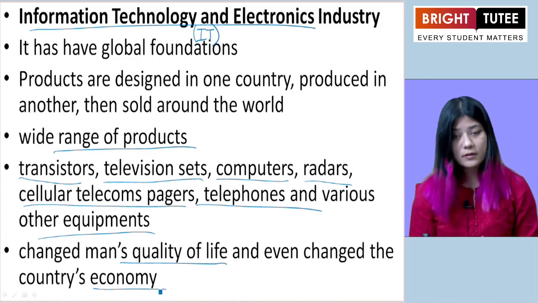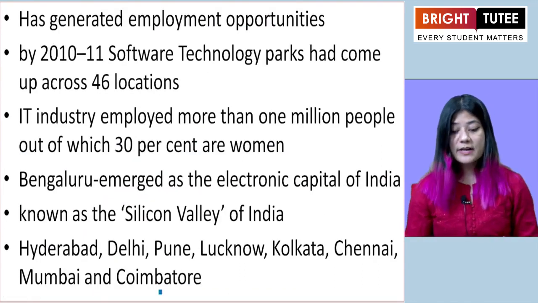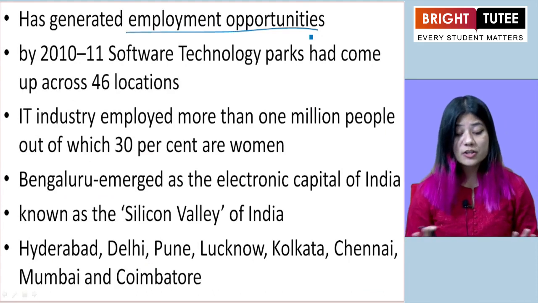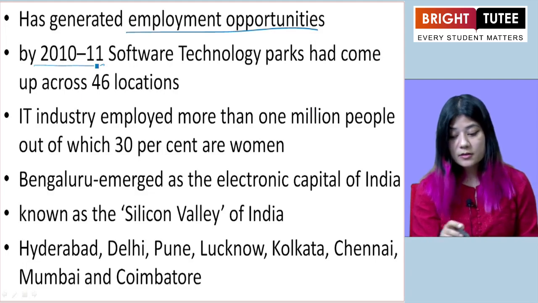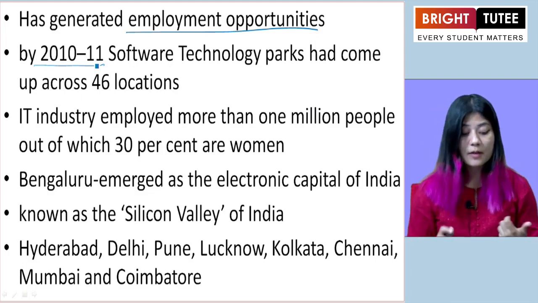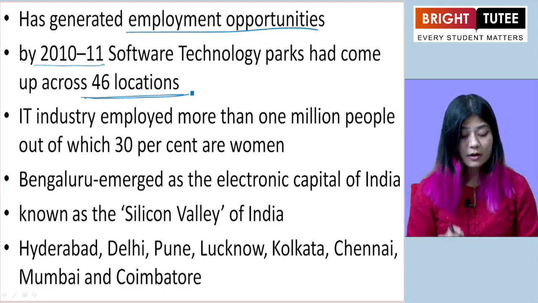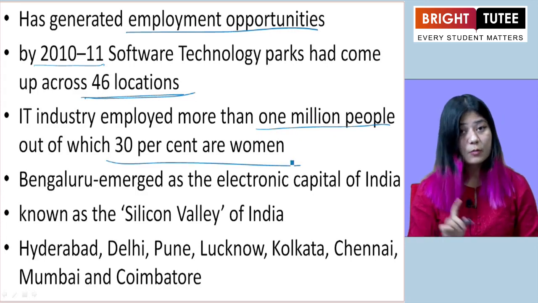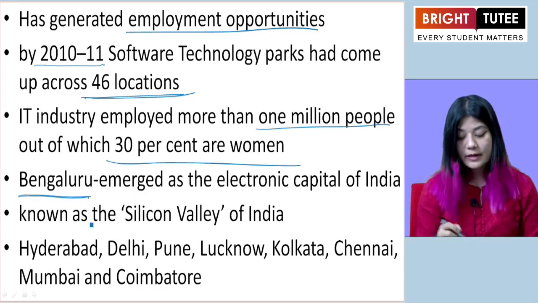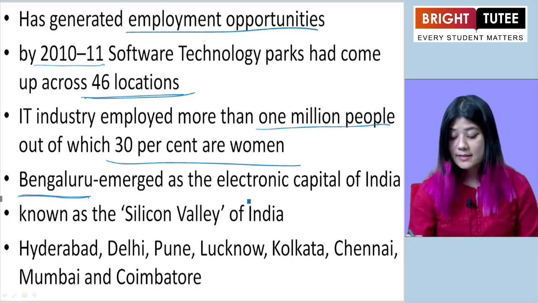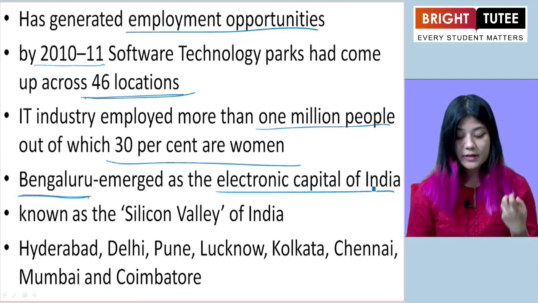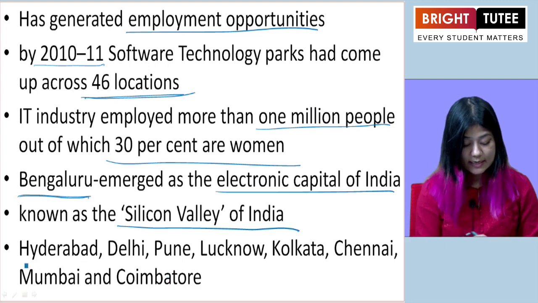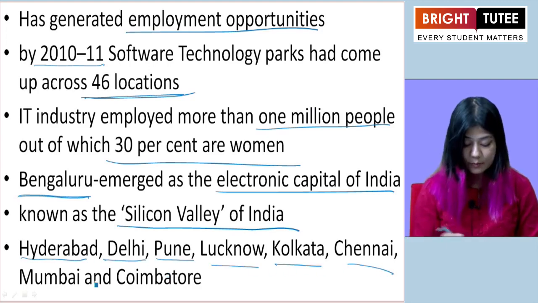And with that, the economy of the country has also changed. It has generated employment opportunities for a large number of people. By 2010-11, the software technology parks in our country had come up in 46 locations across the country, and this industry employed more than 1 million people, out of which 30% were women. The city of Bengaluru has emerged as a result of these developments as the electronic capital of India. It is also known as the Silicon Valley of India. Some of the industries are located in Hyderabad, Delhi, Pune, Lucknow, Kolkata, Chennai, Mumbai and Coimbatore.